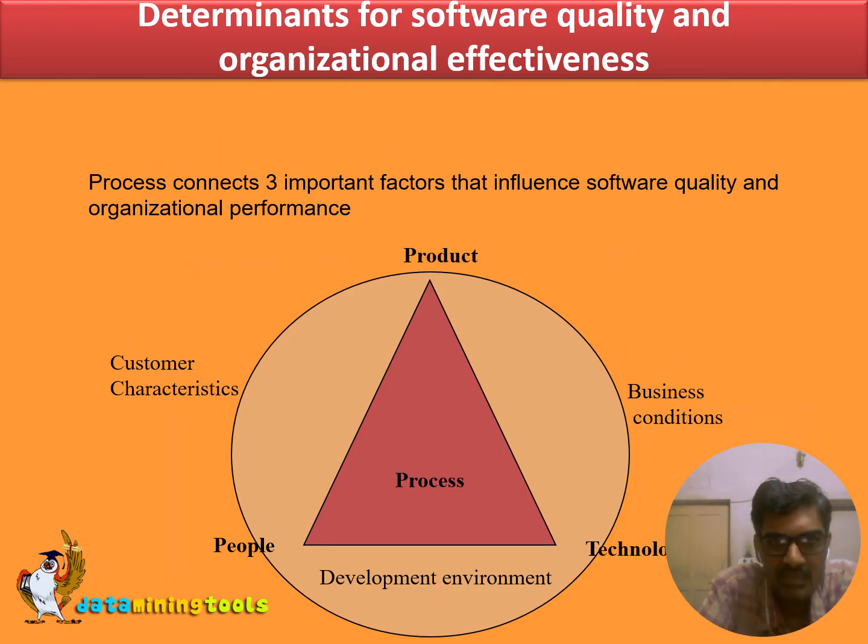Next, determinants for software quality and organizational effectiveness. So then we have three important factors: product, people, and technology. So people and product, the process that would give the overview is customer characteristics. Product and technology, when we analyze the process, we identify business conditions and we build metrics on top to help business achieve its goals. And people and technology, the development environment.